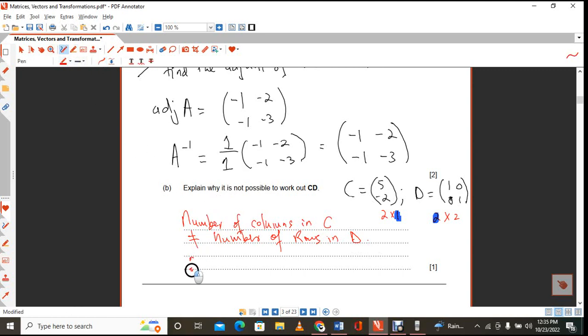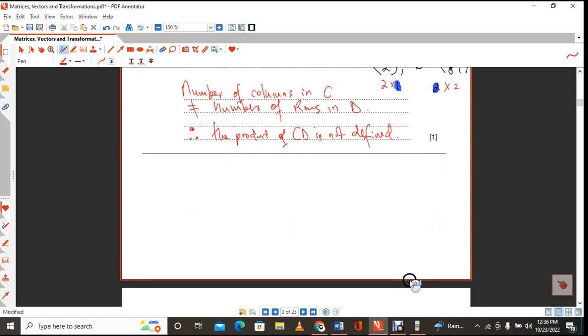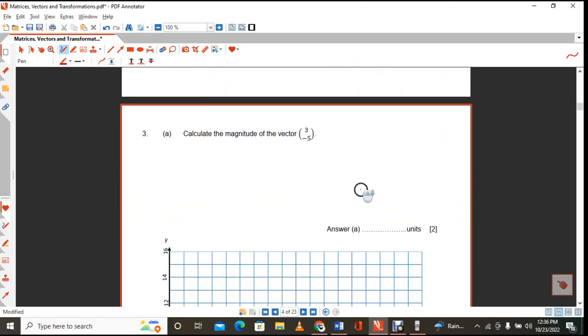Therefore, we say the product of CD is not defined. Okay, right. So that does it for that question. Let's get to question 3.